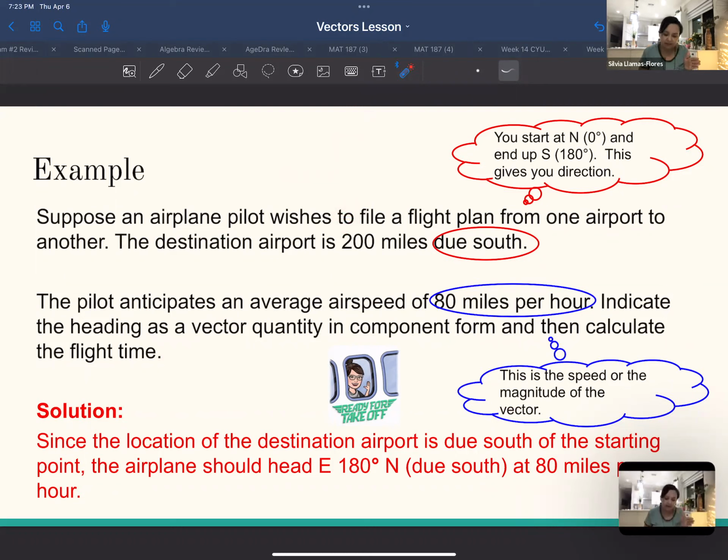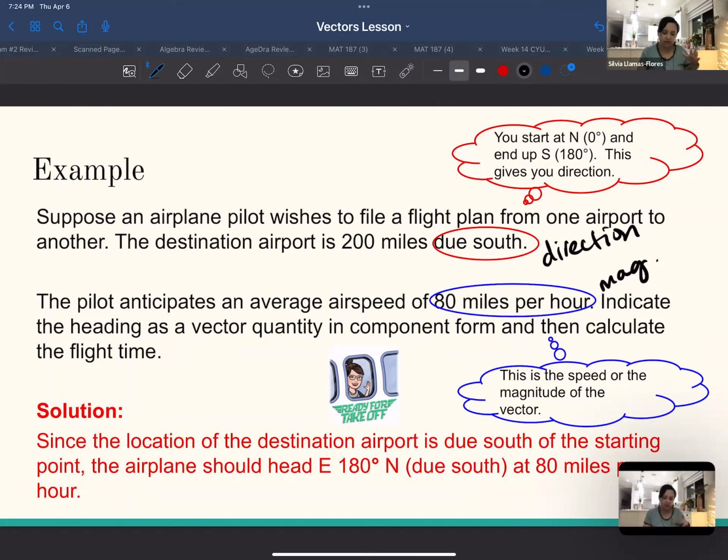The pilot anticipates an average airspeed of 80 miles per hour. So when they give you the 80 miles per hour, they're giving you the speed or the magnitude of the vector, okay? So this right here is direction. So let me write that in. This is the direction. And the other component to a vector is the magnitude. So the speed is the magnitude, which is the other component.